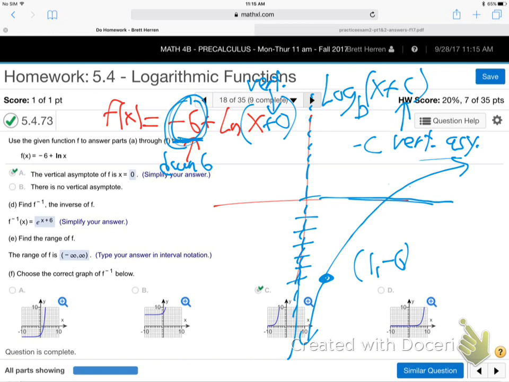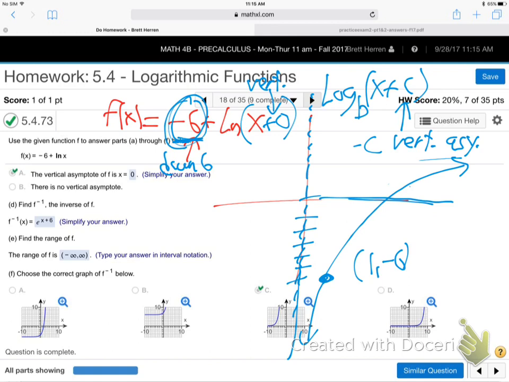That makes sense? It's got that dot, and that's not it. What's that? Oh, that's the inverse. Okay, I'm thinking that's not it. I'm off the screen there. Yeah, I need to roll that up. Anyway, so that's the graph of -6 plus natural log x.